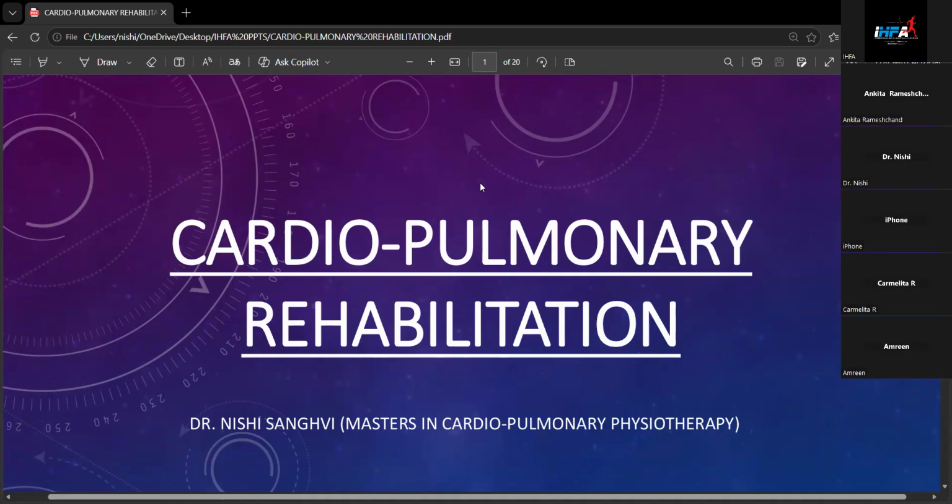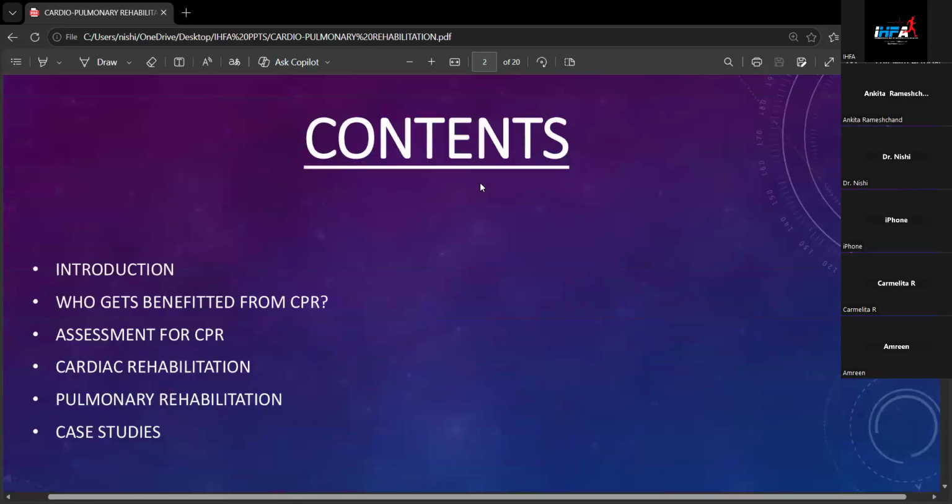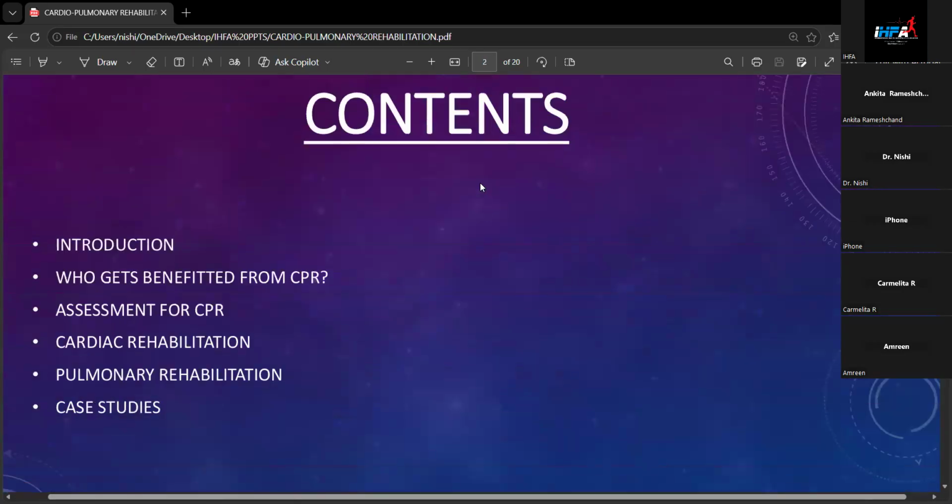Today we are going to understand cardiopulmonary rehabilitation, which is one of the most common rehabilitation services we provide in the geriatric population. So, does anyone know what cardiopulmonary rehabilitation is? First of all, anyone, what do you do in that? What is it about?